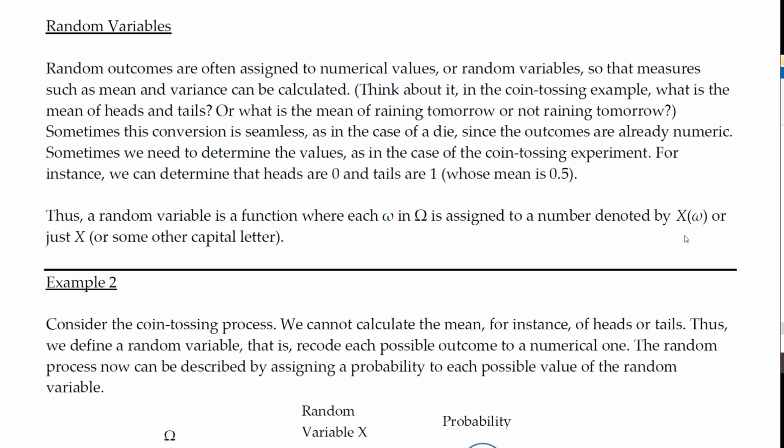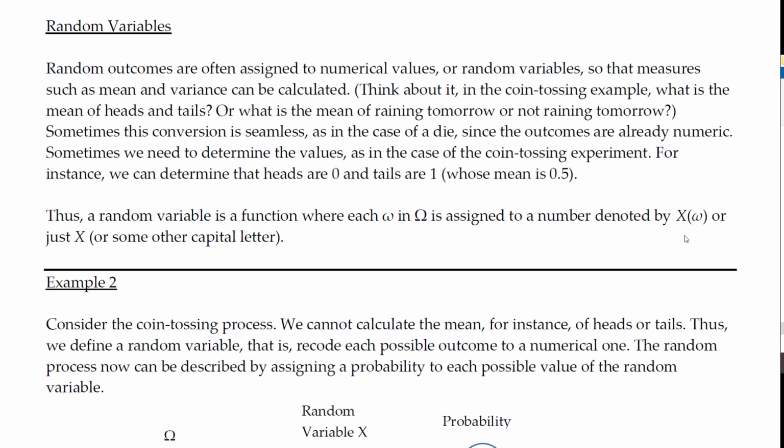Next, we define the concept of random variables. One of the motivations is the following. Consider again the coin tossing example. How could you possibly calculate the mean between heads and tails? We couldn't because they are not numbers. What about the following outcomes? Raining tomorrow or not raining tomorrow? How could you define the mean between those two? We can't. With that in mind, what is a random variable?